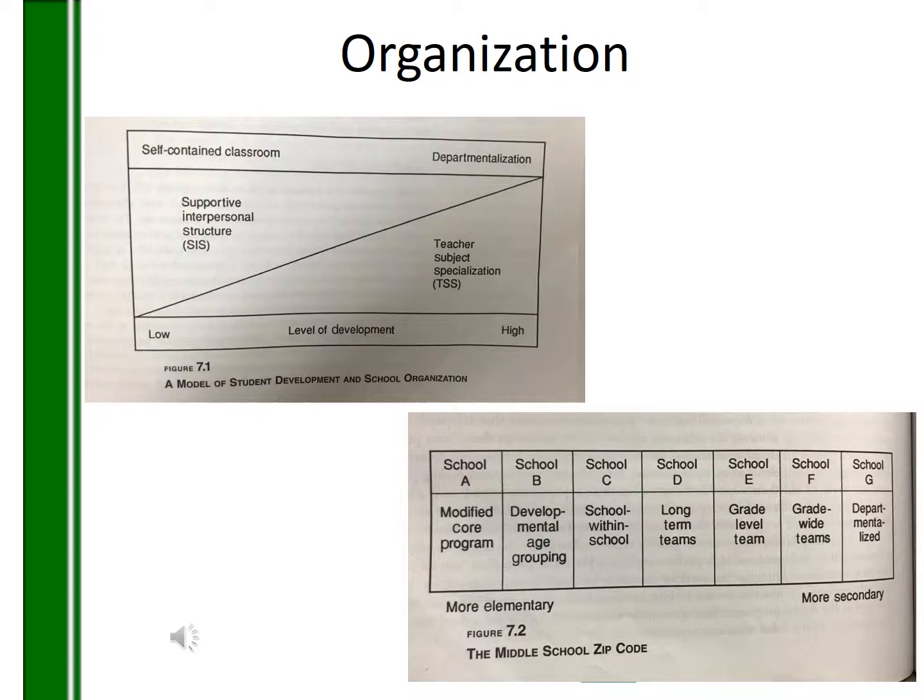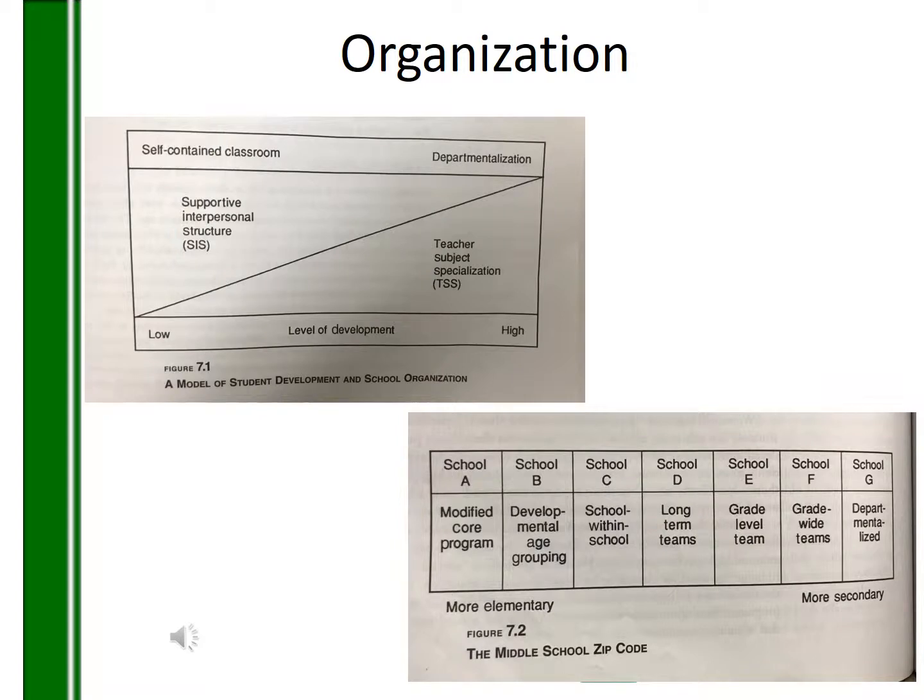What this depicts is that the self-contained classroom contains students who are at the lower levels of development. They're young, vulnerable, a little more unstable, so they need more supportive interpersonal structure. They need to be surrounded by the same teacher and the same students in order to build community and to build security. And so the self-contained classroom is a great place for them.